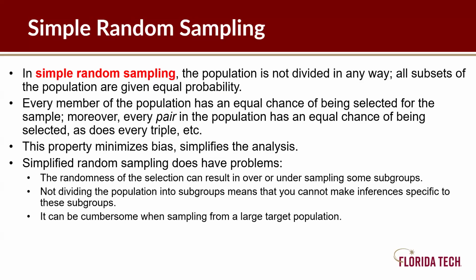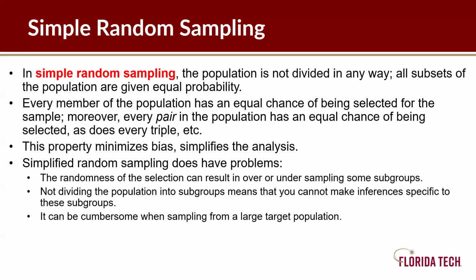The population in simple random sampling is not divided up in any way. So all subsets of the population are given equal probability. That means every member of the population has an equal chance of being selected for the sample. And that also then means every pair in the population has an equal chance of being selected, as does every triple, and so on. This property minimizes bias and simplifies the analysis. Right? Sounds good, but it does have its problems.